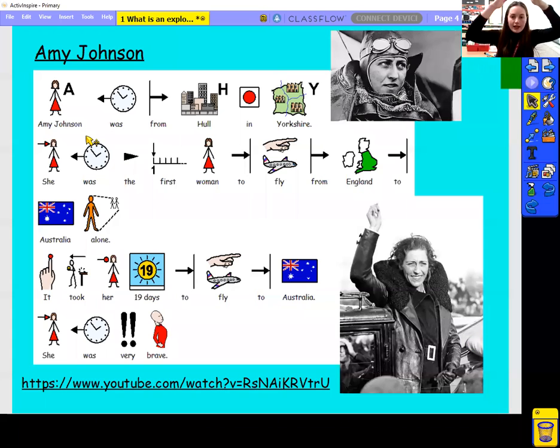Let's go. Amy Johnson was from Hull in Yorkshire. Bang. She was the first woman to fly from England to Australia alone. Bang. It took her 19 days to fly to Australia. Bang. She was very brave. Bang.